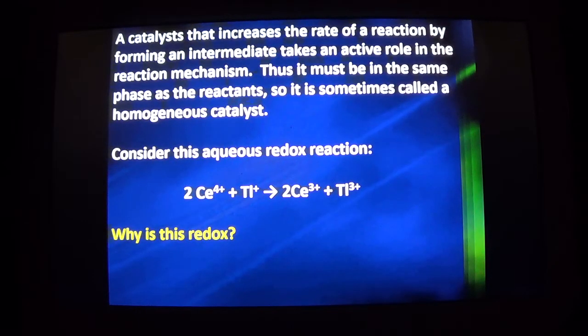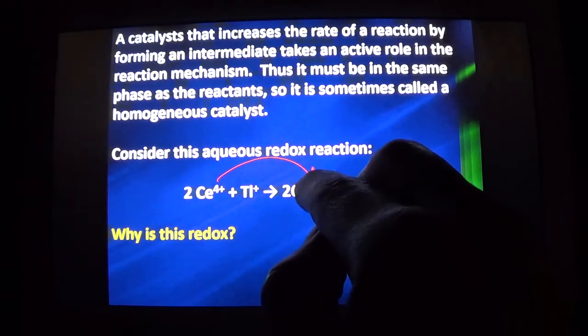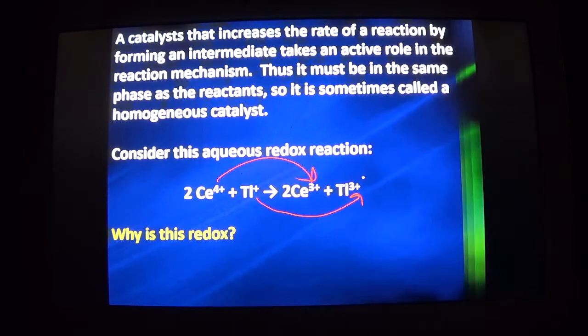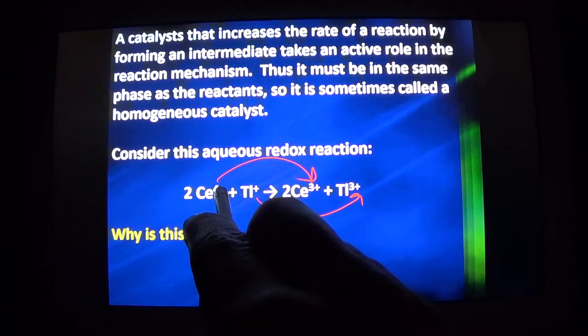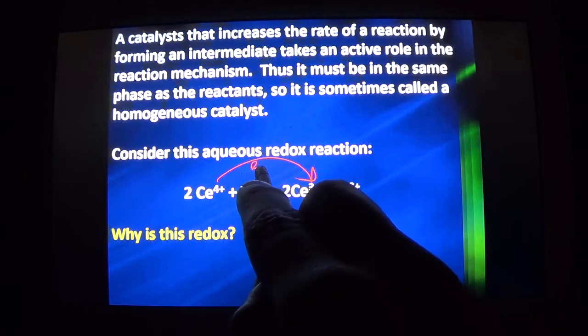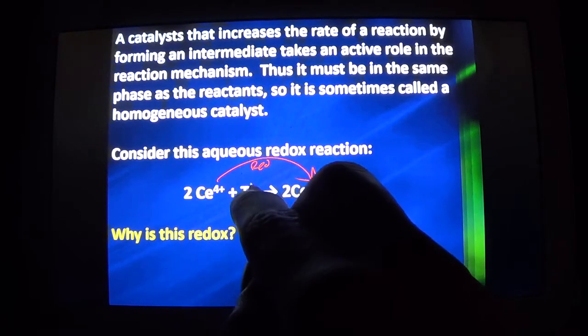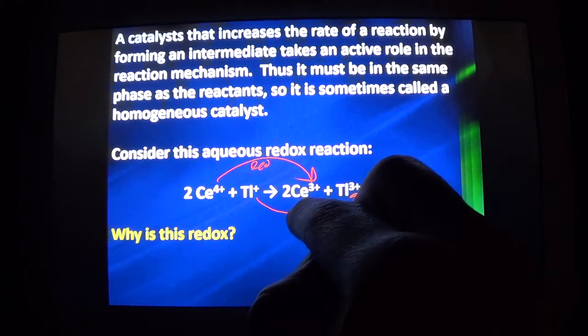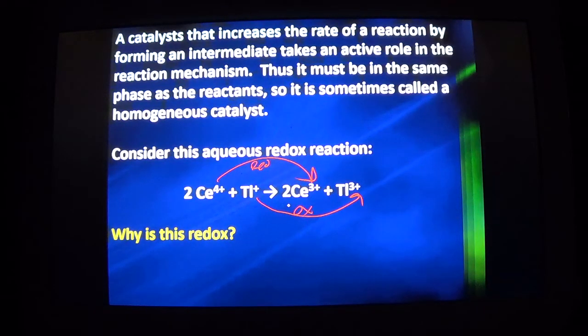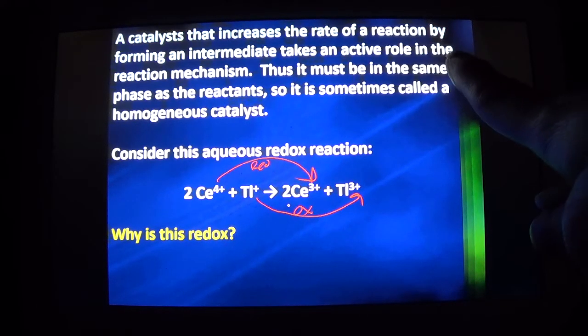So let's consider this reaction here. 2 ceriums and 1 thallium will form 2 ceriums and 1 thallium. I start off by saying this is a redox reaction. Can you prove this is a redox reaction? You better still be able to prove this; it's your review. Cerium's going from +4 to +3, that would be reduction. Thallium's going from +1 to +3, that would be oxidation. You hopefully still have that skill. You all exercised it well during electrochem. Be sure you don't forget that.